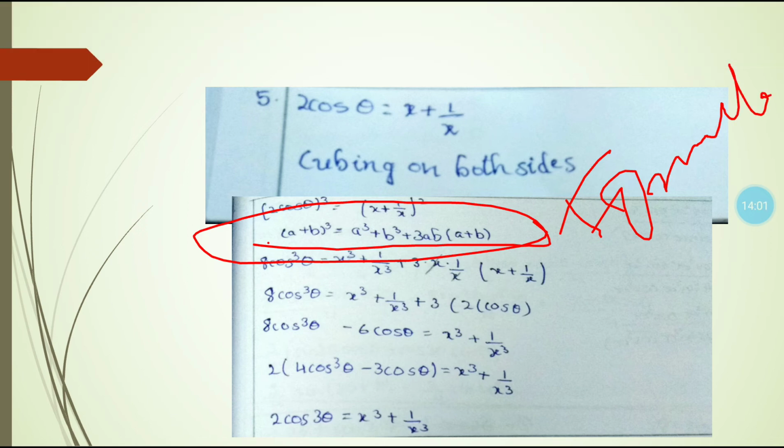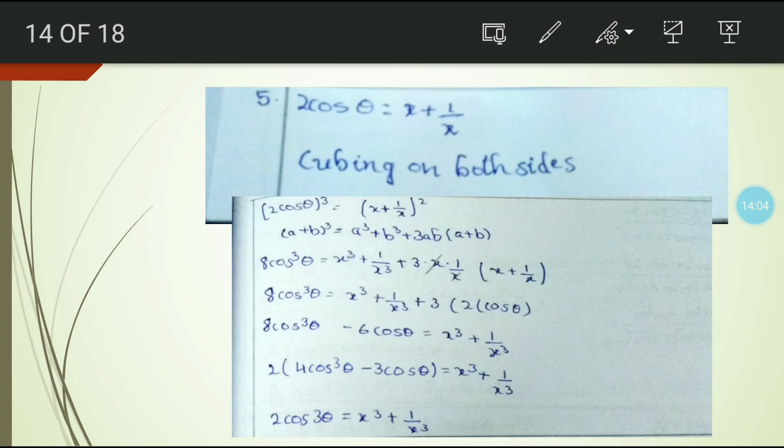And then after that, 8 cos cube theta is equal to x cube plus 1 by x cube plus 3. After that here the simplification. So the option for the fifth one is B. So here 8 cos cube theta minus 6 cos theta, x cube plus 1 by x cube, again 4 cos cube theta, then x cube plus 1 by x cube. Then if you simplify it, we get 2 cos theta plus 3 times (x plus 1 by x).